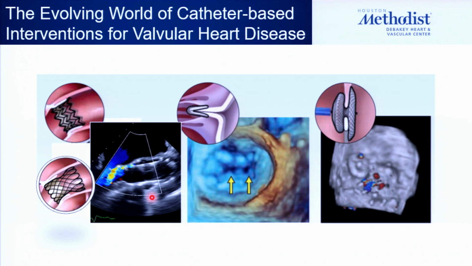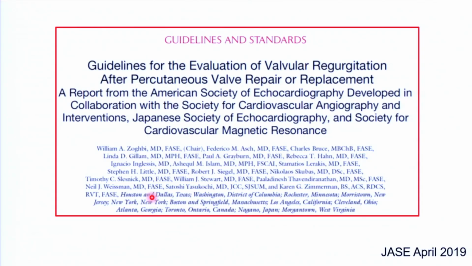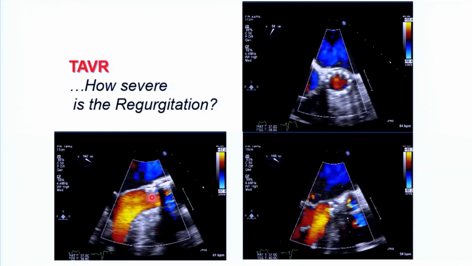Well, the field has evolved. It's no longer only surgical intervention and surgical replacement of these valves. Percutaneous procedures are very important in the aortic as well as the mitral. And this is the latest document from the American Society of Echocardiography and SCMR regarding that, JASE, about 4 years ago. I would refer you to that.